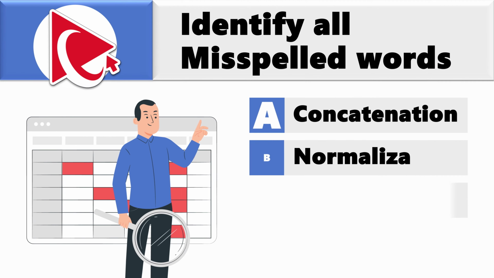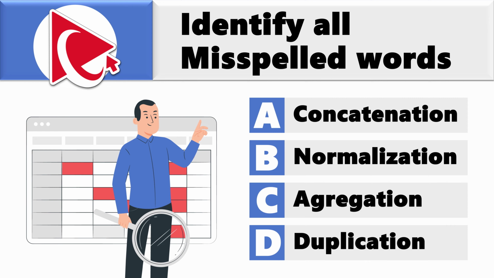You're presented with 4 words, and you need to determine the one that is misspelled. The words are choice A, concatenation, choice B, normalization, choice C, aggregation, and last but not least, choice D, duplication.